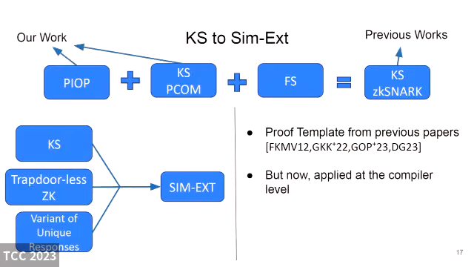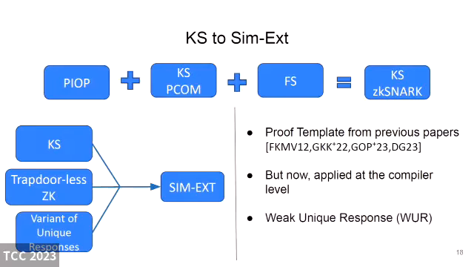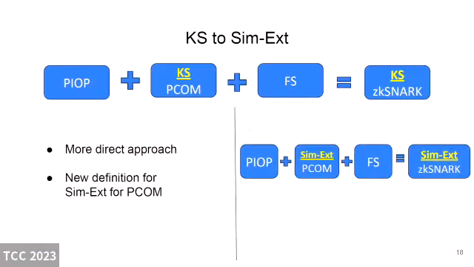But the difference here is that all of the prior works look at the final result, the ZK-SNARK, and here we will try to look at the smaller pieces, PIOP and the commitment scheme, and identify properties from these objects. And the variant of unique response that we would use is called weak unique response, which I'll explain later.